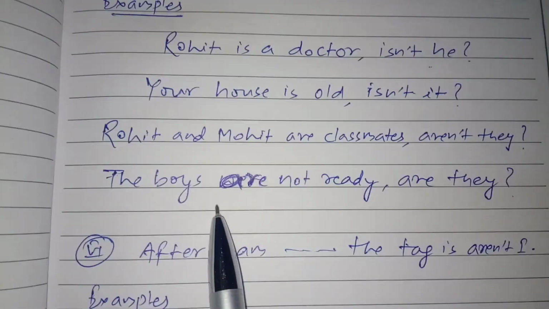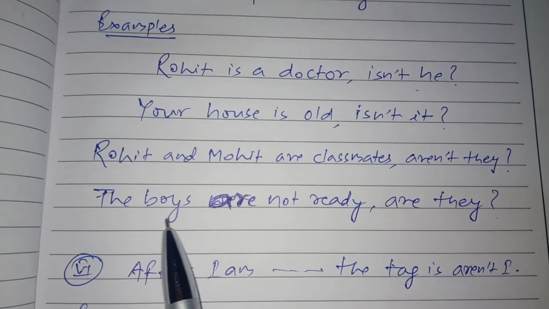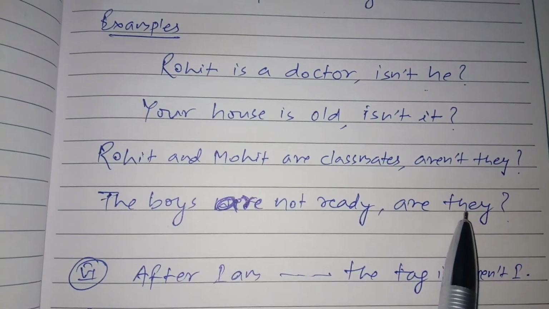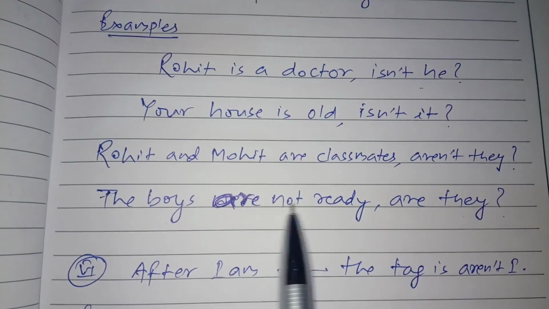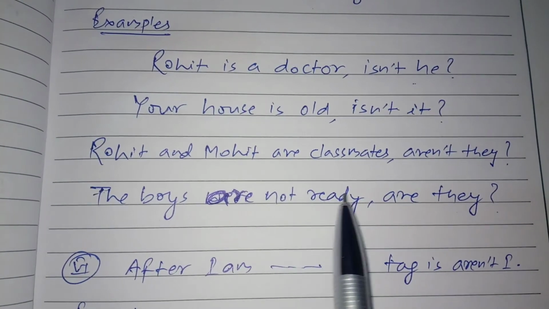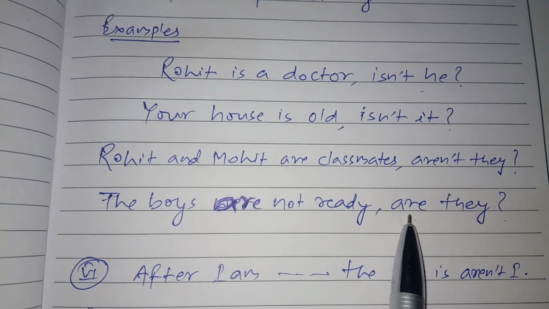See, look at this. The boys are not ready. The boys is a noun, so we can't use a noun in the question tag. So we have used they here, which stands for the boys. Why has are been used here? Why are we using are only? Because this is a negative statement, and we use a positive question tag for a negative statement.